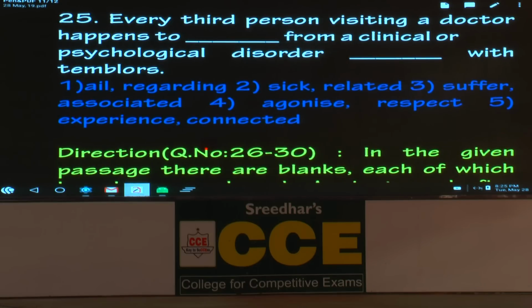Question number 25. Every 3rd person visiting a doctor happens to, from a clinical or psychological disorder with tremblers. Perhaps that's one kind of disease. First I thought tremble. Tremble means what? Shiver, shake. And what is the first one? Happens to ail from. Ail means what? To suffer, right? Suffer. S-U-F-F-E-R. Regarding with is not correct. Mark it wrong.